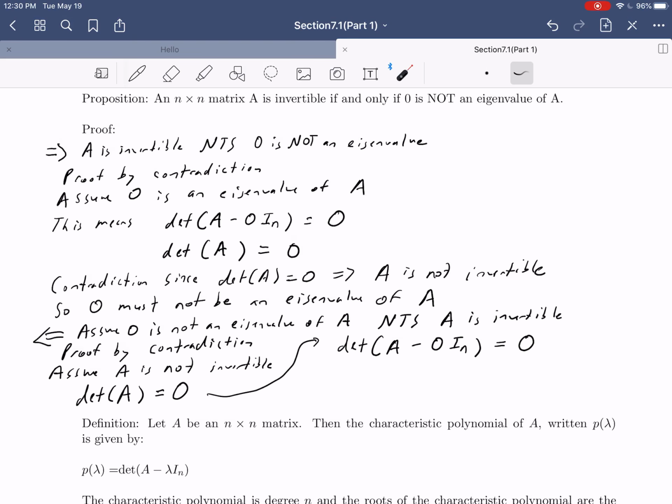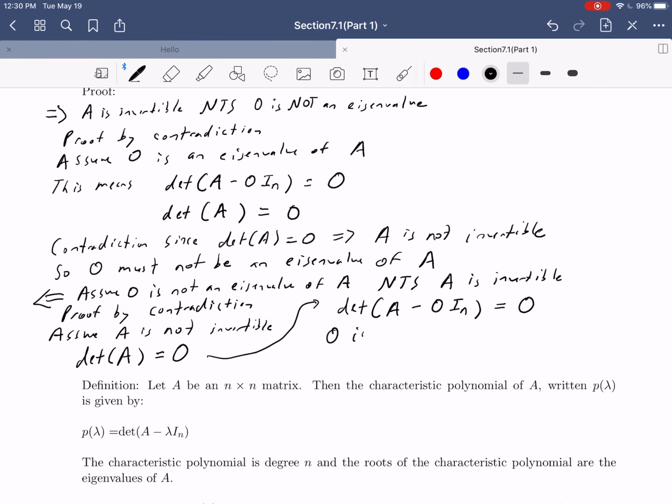But if that's the case, I mean, again, this is just you recognizing that A is the same as this matrix A minus 0 I_n. So this tells us that the determinant of A minus 0 I_n equals 0. But then that tells us 0 is an eigenvalue of A. Well, at the beginning, though, we assumed 0 is not an eigenvalue, so this is a contradiction. So A must be invertible.